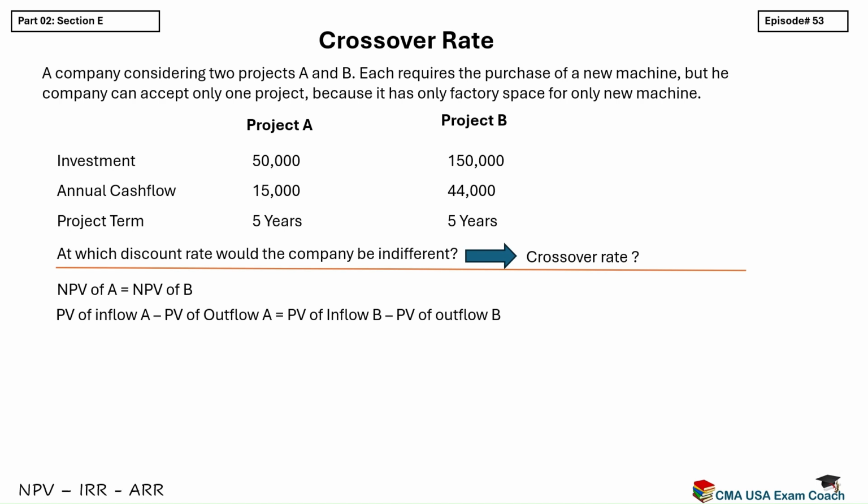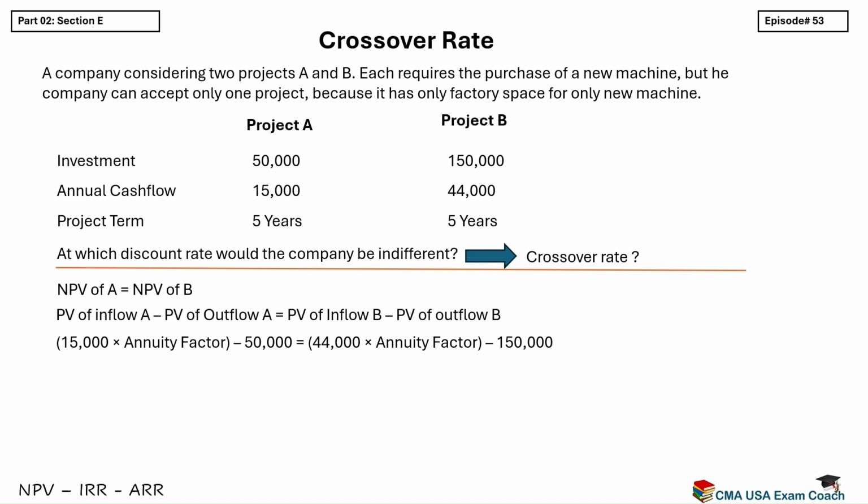We know that the crossover rate is the discount rate at which the NPV of both projects is equal. Mathematically, we can write this as NPV of Project A equals NPV of Project B. In other words, PV of inflows for A minus PV of outflow for A equals PV of inflows for B minus PV of outflow for B. Substitute the values: 15,000 multiplied by annuity factor minus 50,000 equals 44,000 multiplied by annuity factor minus 150,000.